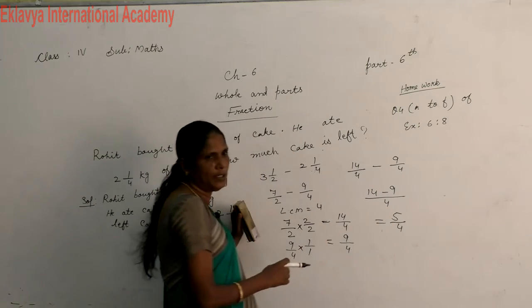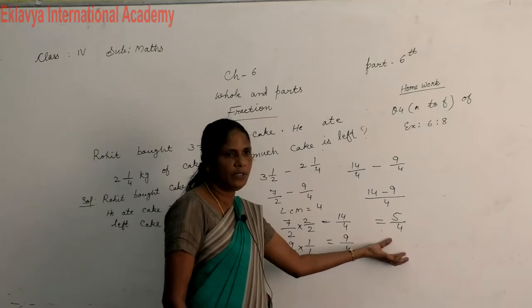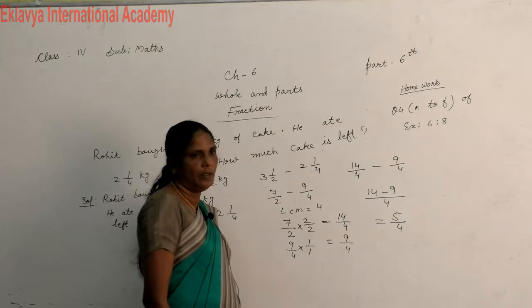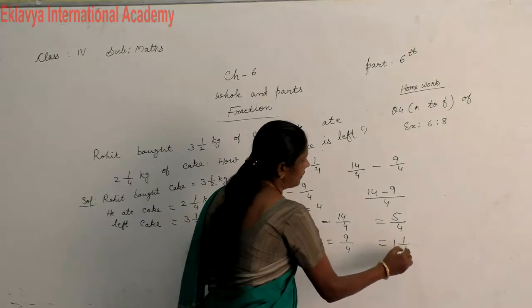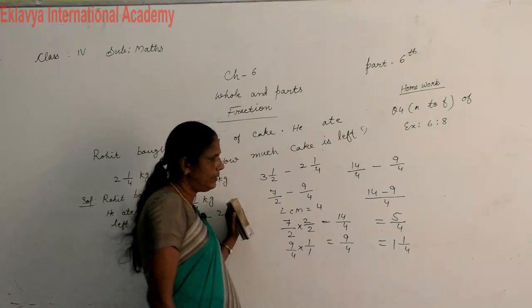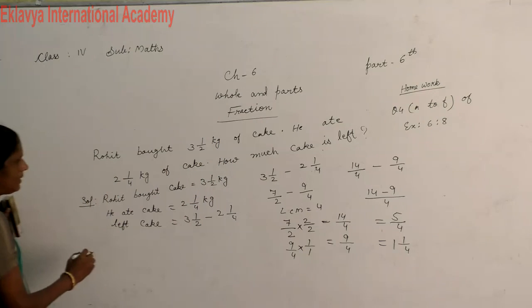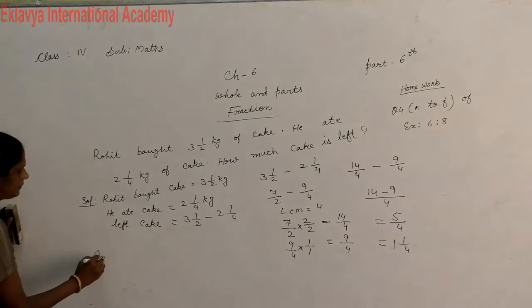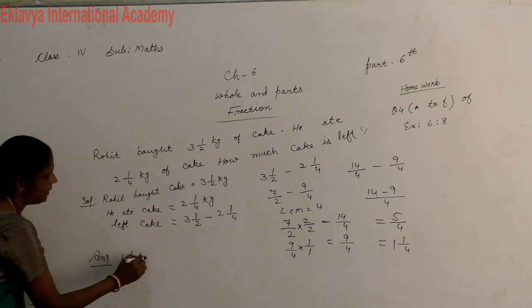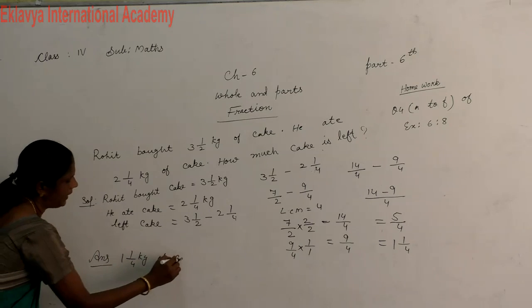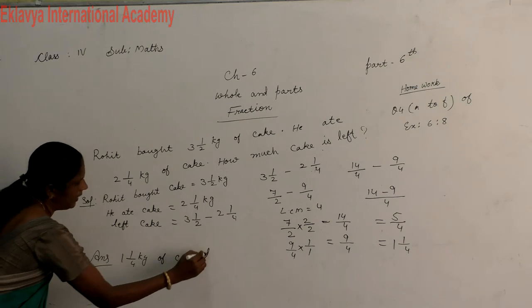Which fraction is this? This is improper. You convert this, 1 1 by 4. Then our final answer is 1 1 by 4 kg of cake left.